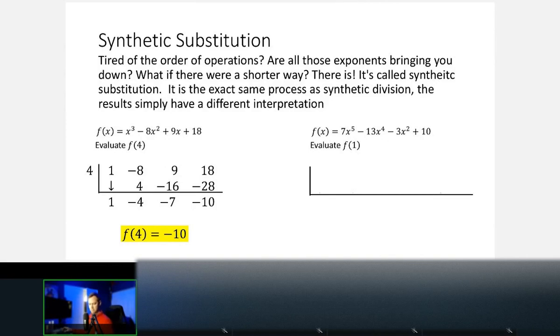All right, in chat, what did everyone get for the answer? What is f of 1 equal to? One equals 1. One does in fact equal 1.